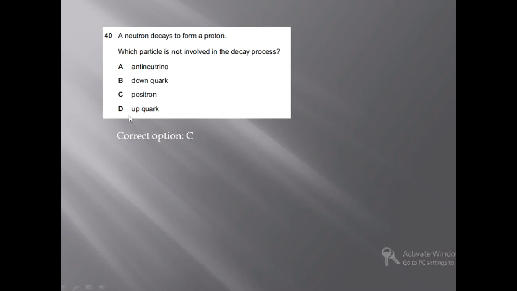As a result, we are only left with one option, that is option C. It is the positron which is not involved in this decay process, which is that when a neutron decays to form a proton, then a positron is not involved in this decay process.